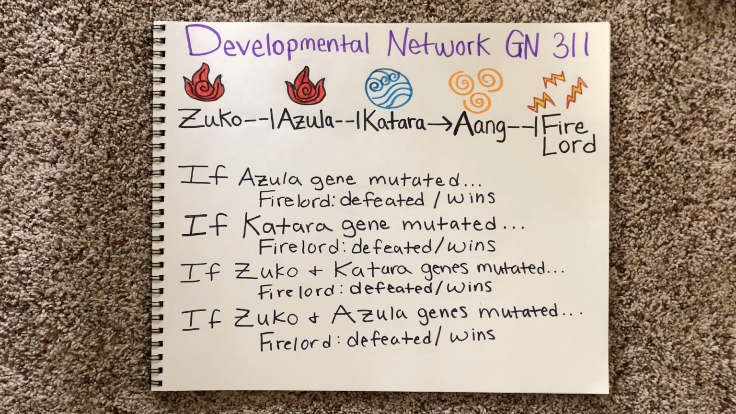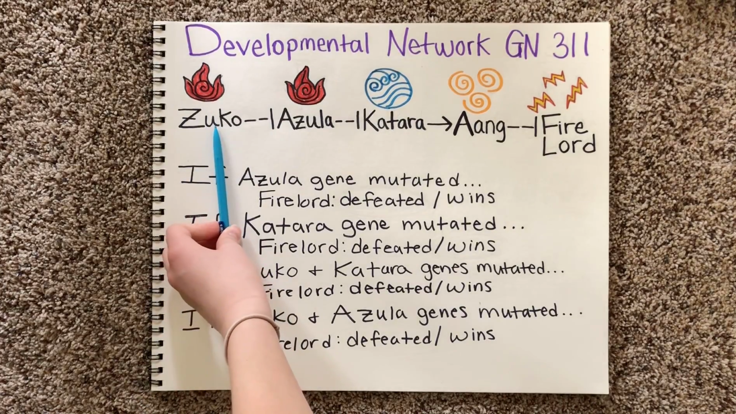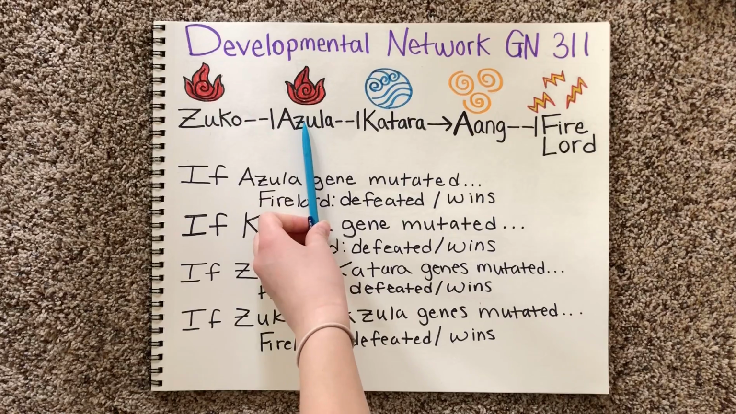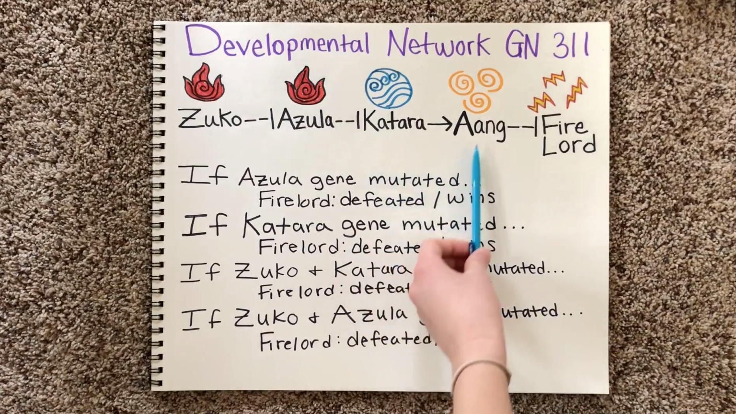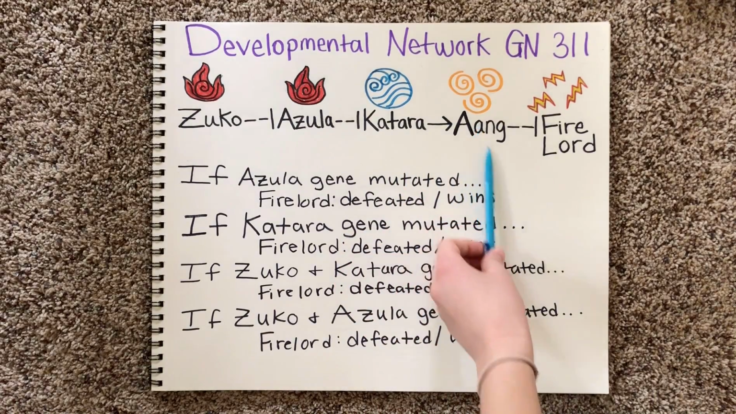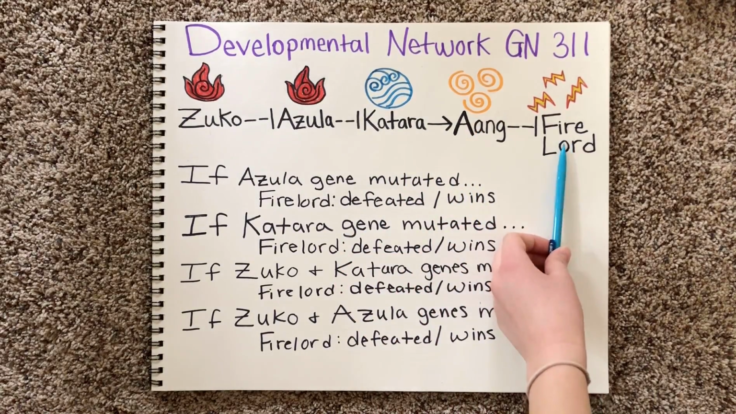When we look at the pathway I drew out, it can be interpreted as such. If the Zuko gene is able to get transcribed, it can inhibit the Azula gene, which means the Azula gene is not able to inhibit the Katara gene, so the Katara gene can get transcribed and can activate the Aang gene, and the Aang gene can inhibit the Fire Lord, thus defeating him.